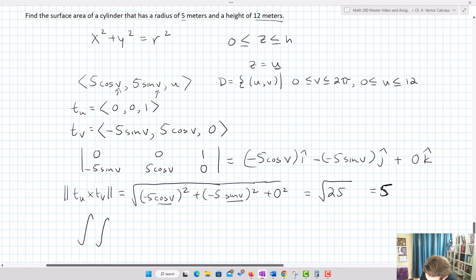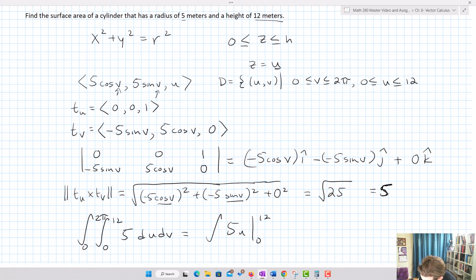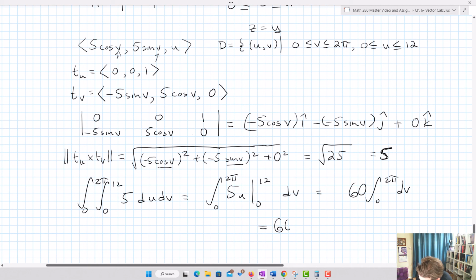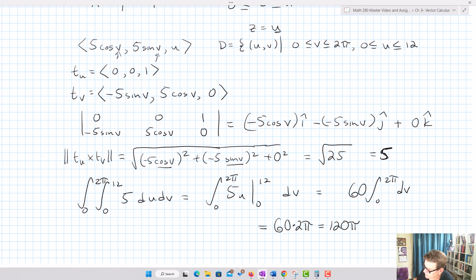So now we're going to take the integral. The integral is going to go from, let's say, 0 to 12, and then 0 to 2 pi. And we're going to get 5 du dv. So 5u evaluated from 0 to 12. And then we'll have the integral from 0 to 2 pi, and that'll be dv. And so this is going to end up being 60 times the integral from 0 to 2 pi of dv. And that ends up equaling 60 times 2 pi, which equals 120 pi. And there we go. And that's how we can find the surface area of those cylinders.